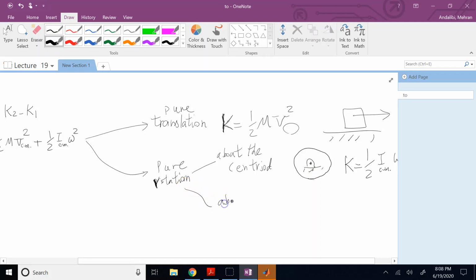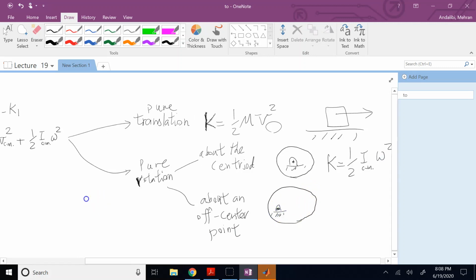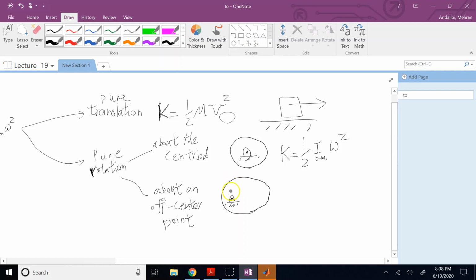So about an off-center point. Sometimes your rigid body is rotating about an off-center point. So you have an object like this, like a cam. And what a cam is, I can tell you, but you're rotating about an off-center point. In this case, if I call the fixed point point O, clearly the centroid is not there, so the centroid does have a velocity, which is not 0.